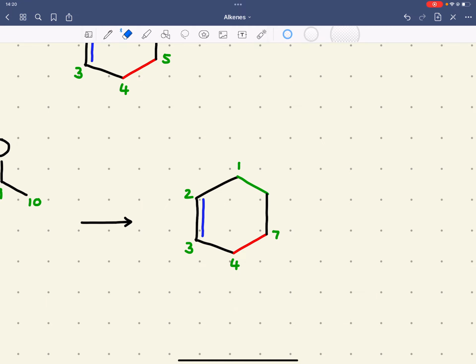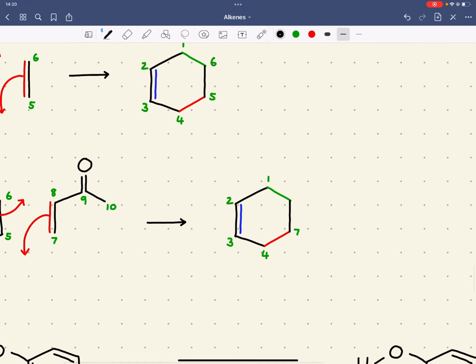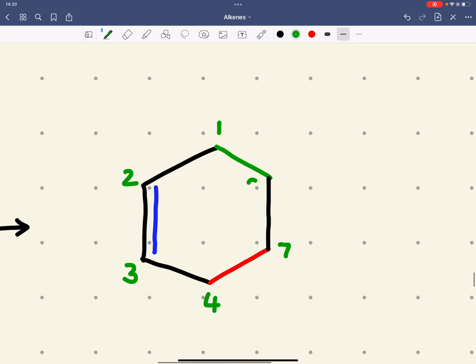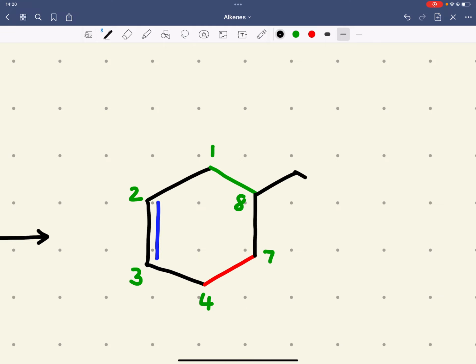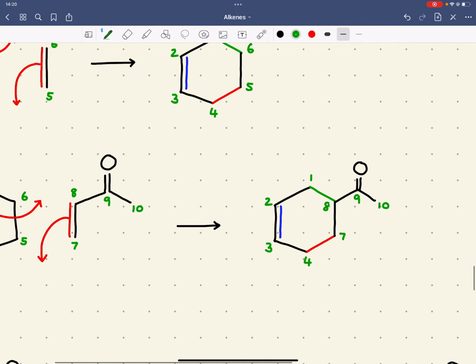I'll just scribble this out. So this is carbon 8. And you can see on carbon 8, I've still got carbons 9 and 10. Nothing's changed there. So let's add that in. So we've got carbon 9 and carbon 10. But there is something missing.